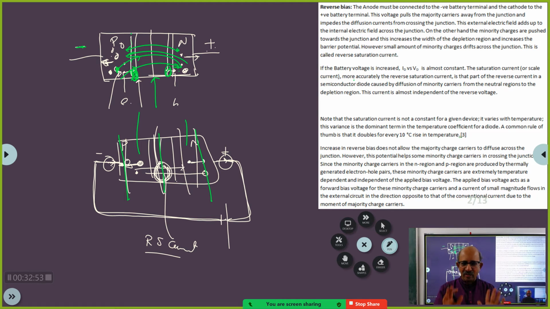Now, understand this. The current will be very, very small, and it is mainly because of the minority charge carriers. And the current is not dependent on the potential difference. The reverse bias current is not dependent upon the potential difference. It is dependent upon how many minority charges are there, and the minority charges depend upon the temperature. So therefore, the reverse bias current is mainly dependent on the temperature, the ambient temperature, and the temperature of the device. Okay, shall I proceed?